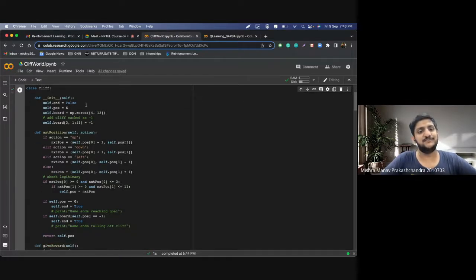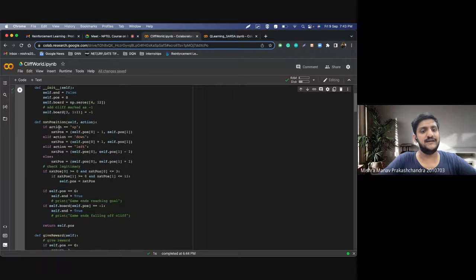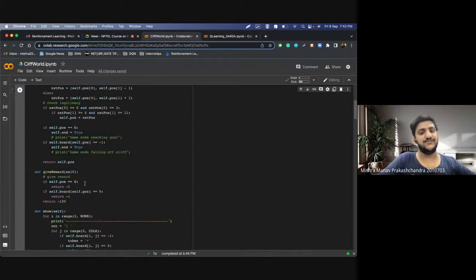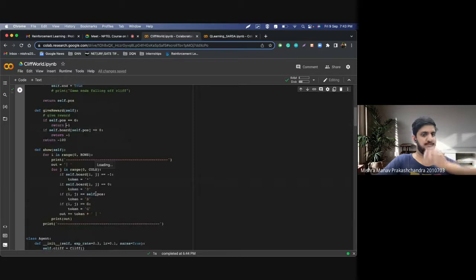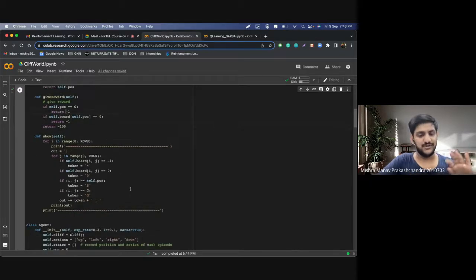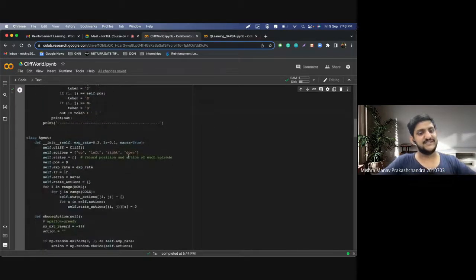You initialize the start position, end position, and other things. These are the possible actions that you can take, and how you update the indices. This is the reward. If you fall into the cliff, you get a reward of -100. Otherwise, you keep getting -1 until you reach the goal. And this is a function to show the board at each time instance. So this is the agent that is moving on the cliff.